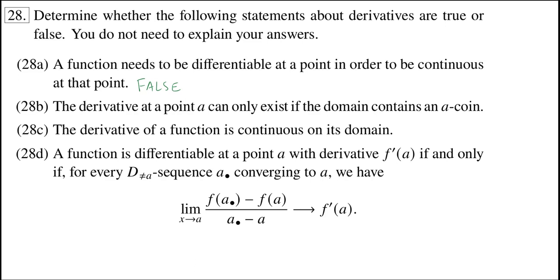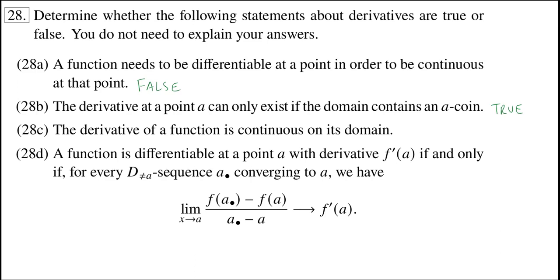The second one: the derivative at a point a can only exist if the domain contains an a-coin. This is actually going to be true. The derivative is a local property. It doesn't make any sense to define it in a vacuum. You can't define the derivative at a single point. You need to define the derivative in terms of points that are near a, and so we insist that we have an a-coin in the domain. So this is a true statement.